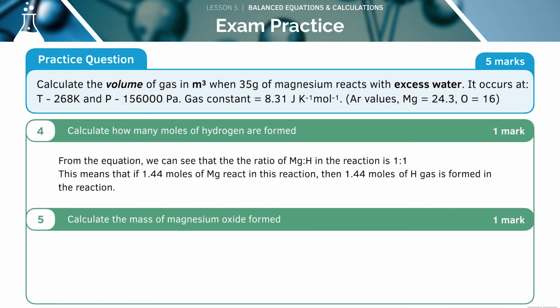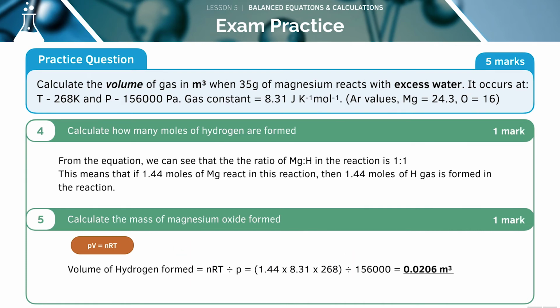Using this, we can calculate the mass of MgO formed. Here, we need to use our ideal gas equation, which we previously saw was PV equals nRT. Now, we can rearrange to give us nRT over P. This gives us an answer of 0.0206 meters cubed.